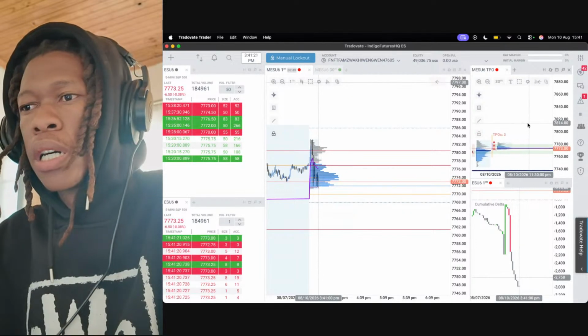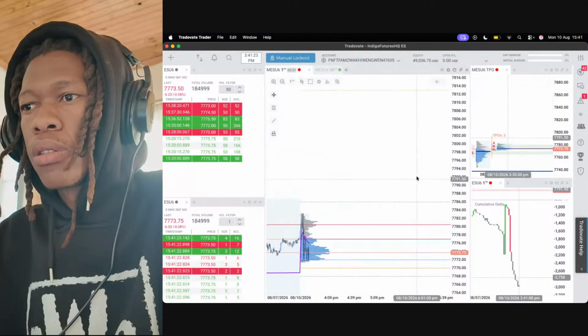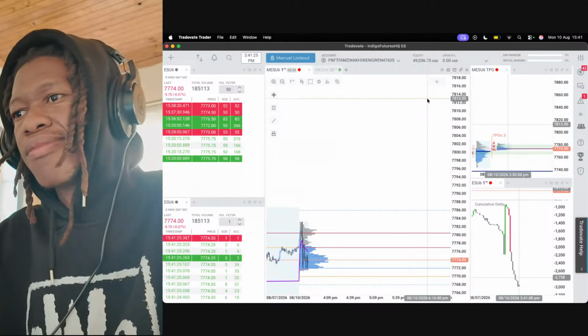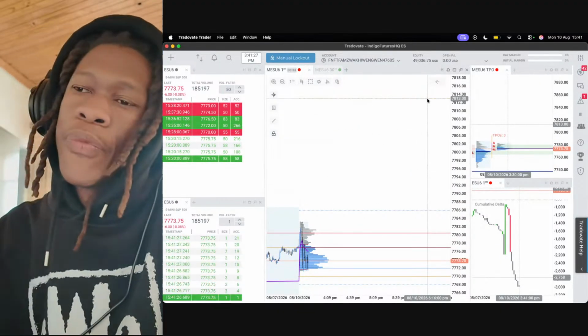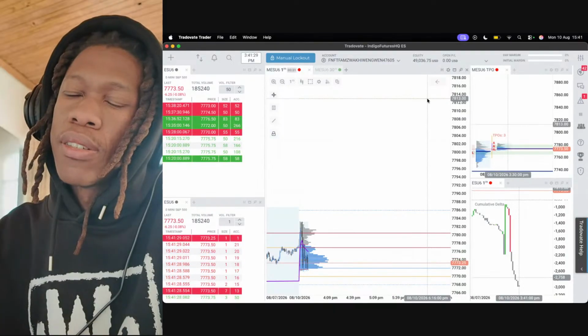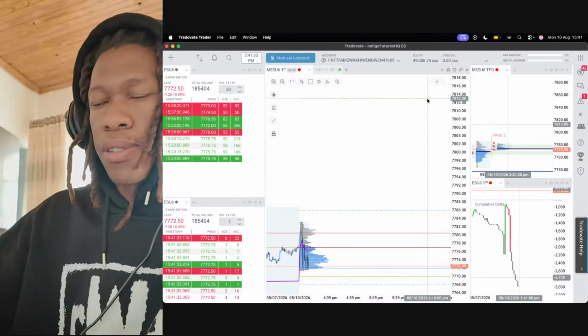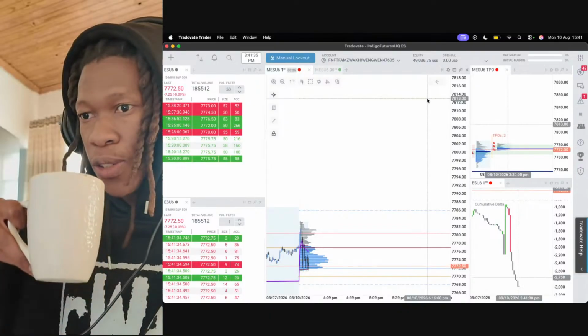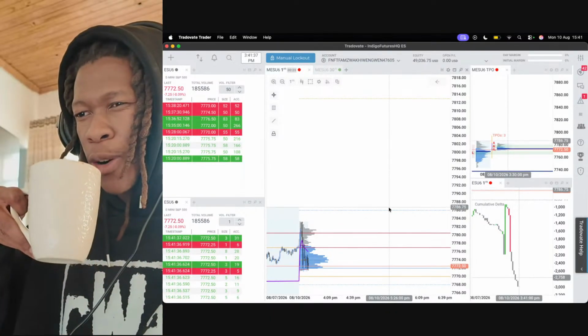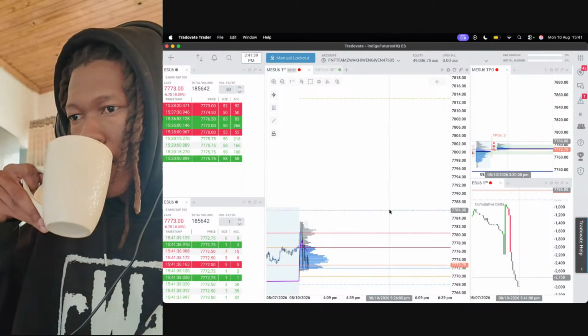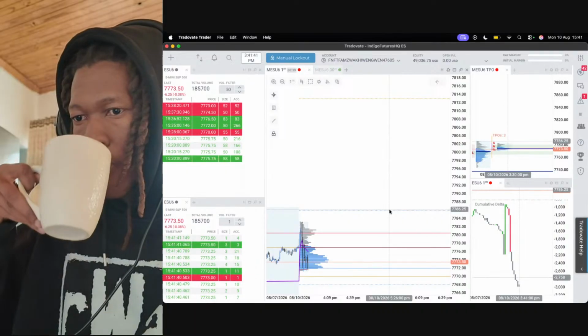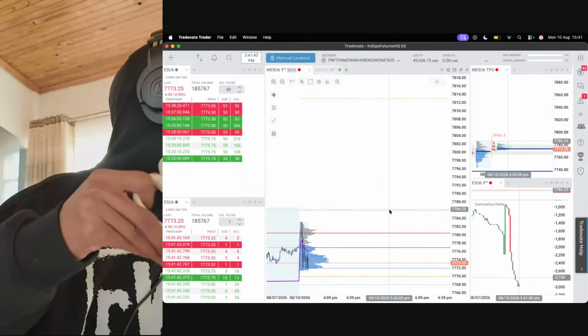And yeah, I guess 813s possibly could be a target as well, you know what I mean? So that's a long scenario, and that's if we break overnight value.